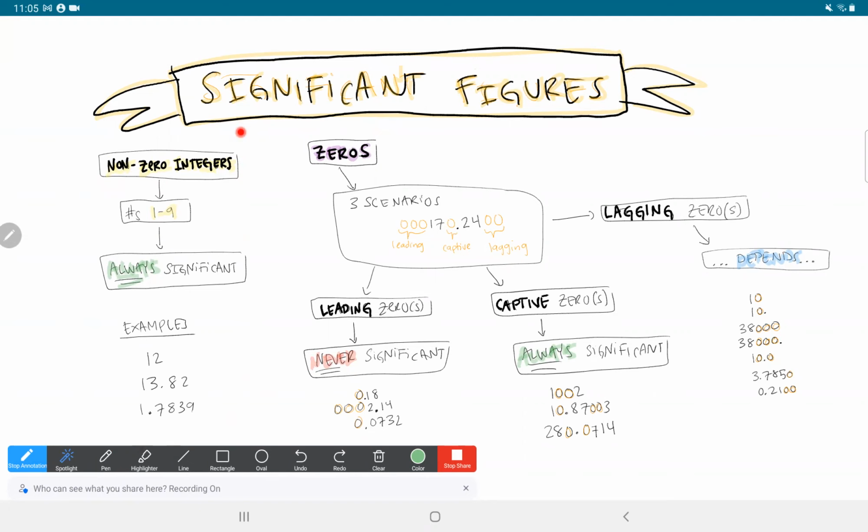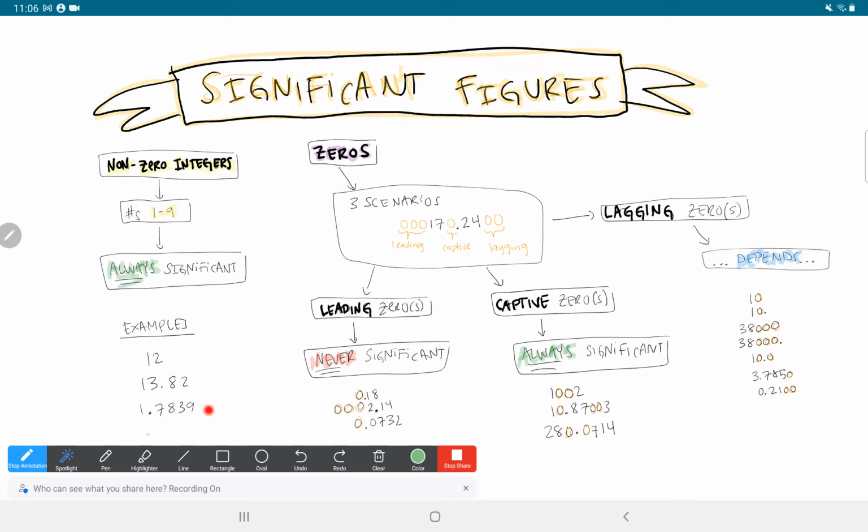So when I say non-zero integers, I'm talking about numbers 1 through 9. And those numbers are always going to be significant. So for example, I've got a couple examples right here. The number 12 has two significant figures because 1 and 2 are both non-zero and they're both significant. About 13.82, that has 4 significant figures. They are all non-zero integers, so they are all significant.